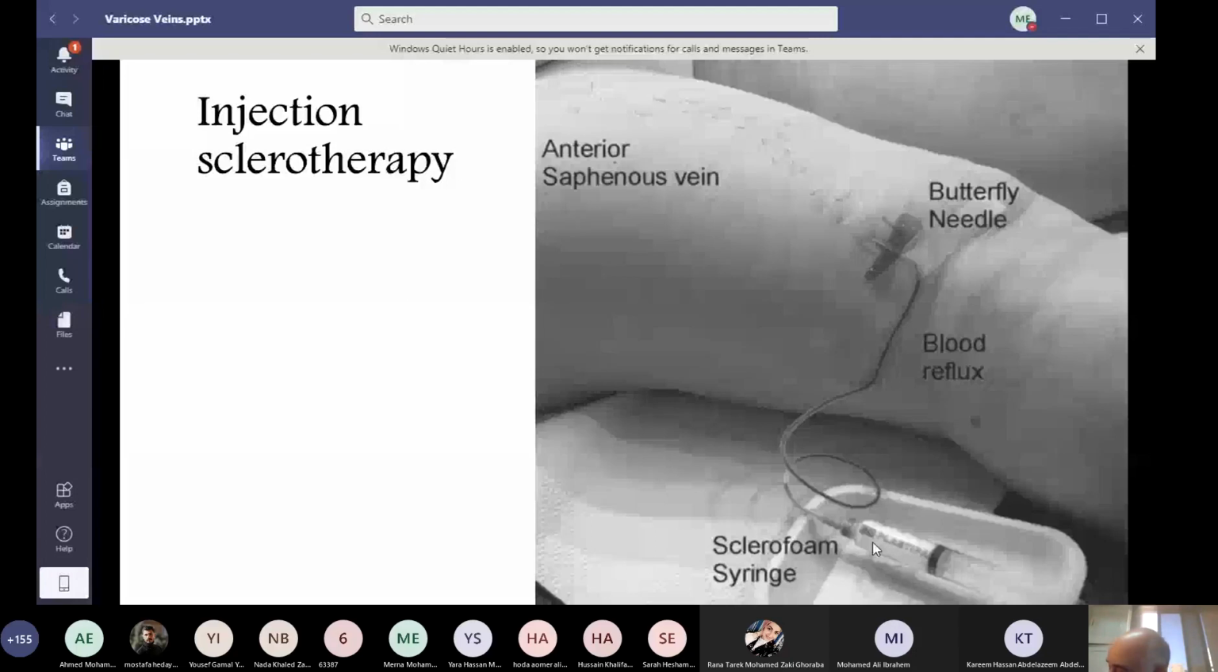سامعيني حاجة قطعت؟ لا تمام يا دكتور. تمام يا دكتور.